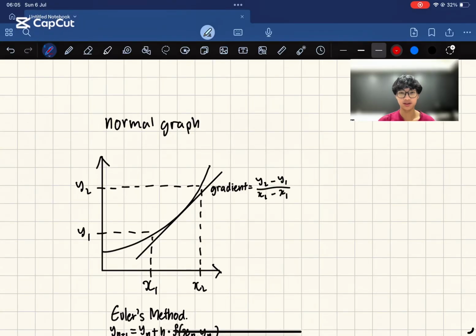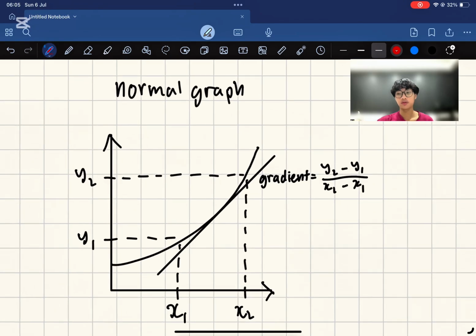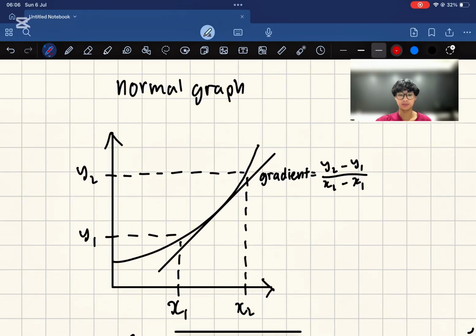Hi guys, today I'll be talking about Euler's method and how we can use it in some real equations. But before that, let me explain what Euler's method is. For reference, let's take a normal graph. In this graph, there is x1, x2, and y1, y2. And in a normal gradient, in a normal tangent, it will be y2 minus y1 over x2 minus x1.